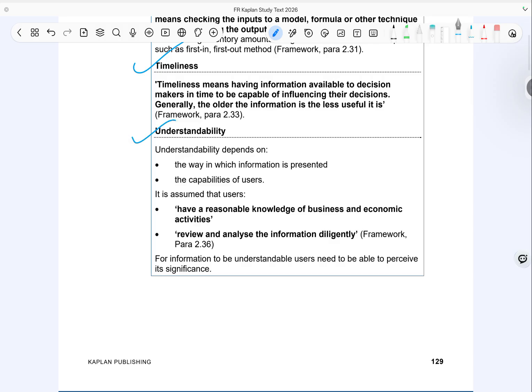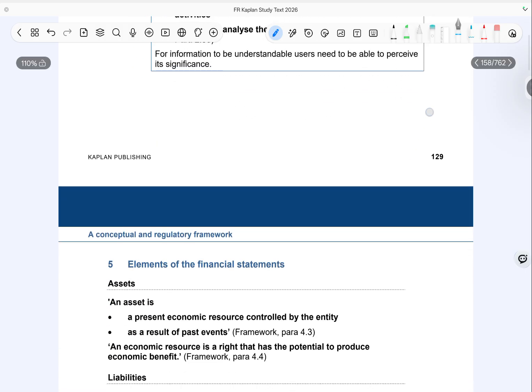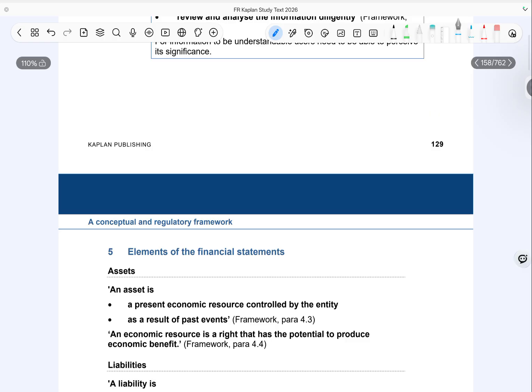Finally, we have understandability. Financial statements should be presented clearly and logically so users can understand them. But this doesn't mean companies should oversimplify everything. The IASB assumes that users already have a reasonable knowledge of business and accounting, and they are willing to read and analyze the information carefully. So the company should present information clearly, but users are also expected to put in reasonable effort to understand it.